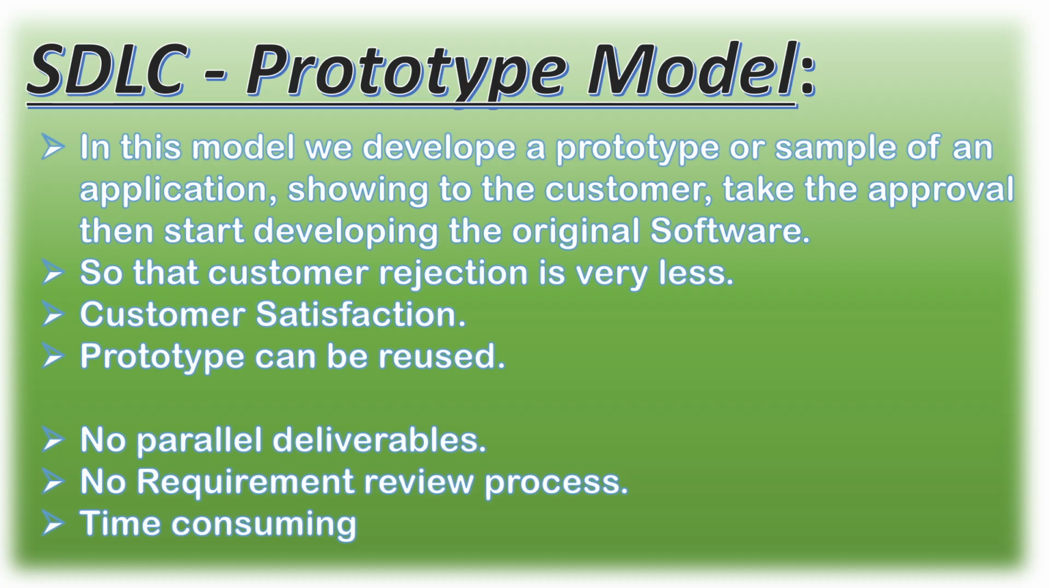Let's see some points. In this model, we develop a prototype or sample of an application, show it to the customer, take the approval, then we can start the development of the original software. So customer rejection is very less, and customer satisfaction will be there. Why did I say the customer rejection will be very less? Because the customer approved the prototype, so the customer cannot reject it, right?